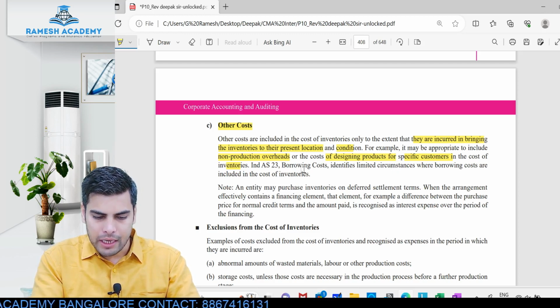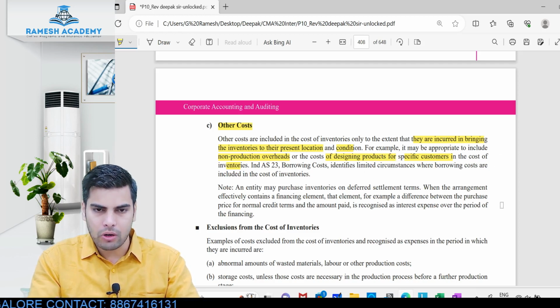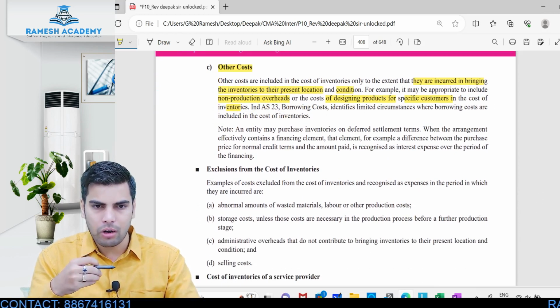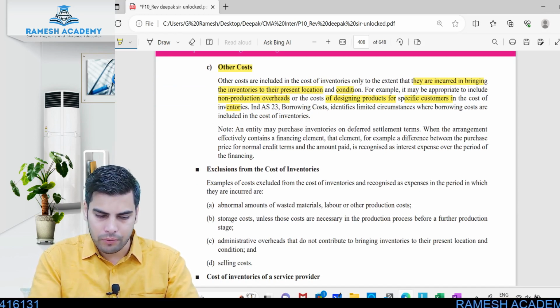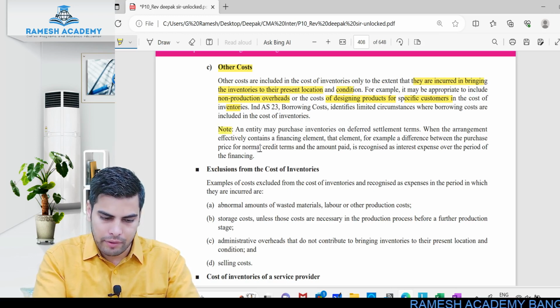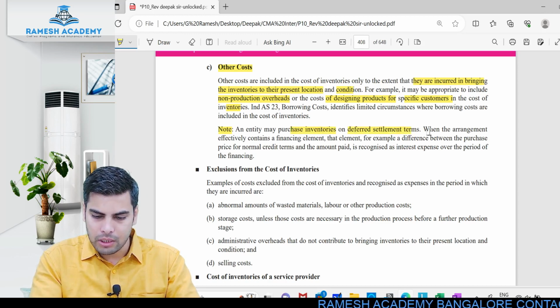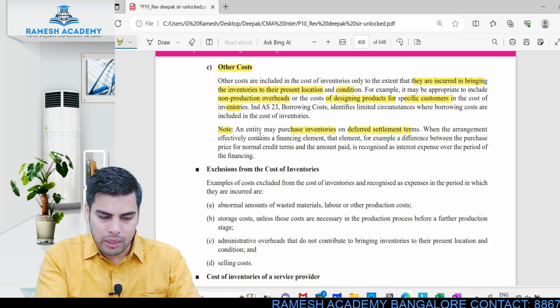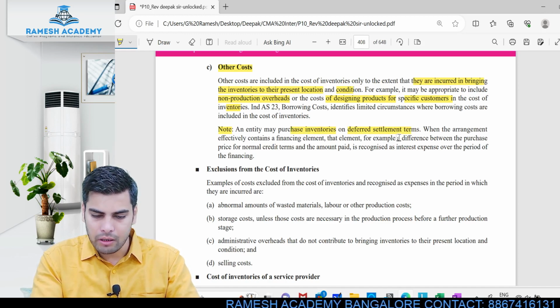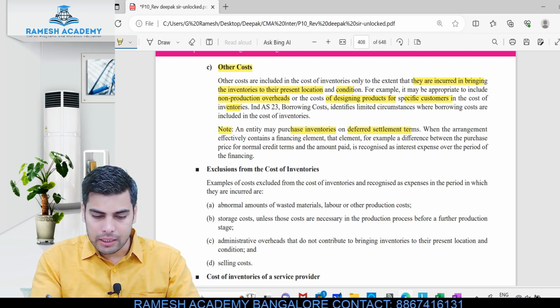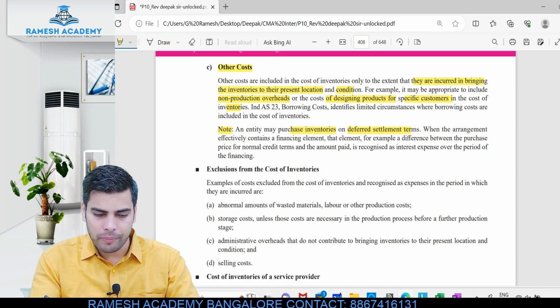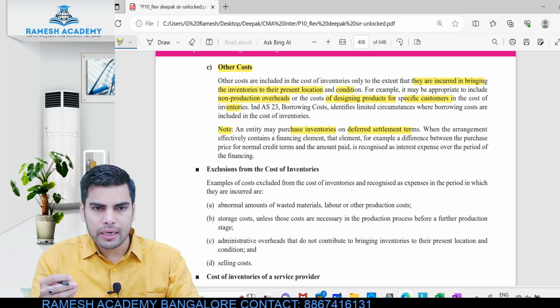Look at this. Ind AS 23 Borrowing Costs identifies limited circumstances wherein borrowing costs are included in the cost of inventory. Normally, borrowed money will not form part of inventory, but there are certain limited cases wherein even that would form part of our cost of inventory. After this, they have given you a note. An entity may purchase inventory on deferred settlement terms when the arrangement effectively contains a financial element. That element, for example a difference between the purchase price for normal credit terms and the amount paid, is recognized as interest expense over the period of financing. This will not be treated as cost of the inventory.